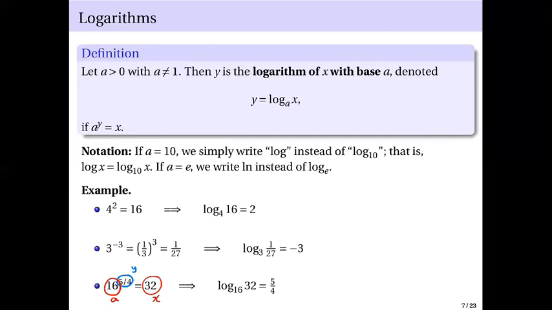So again, y equals log x with base a. This is equivalent to a raised to the power y being equal to x.